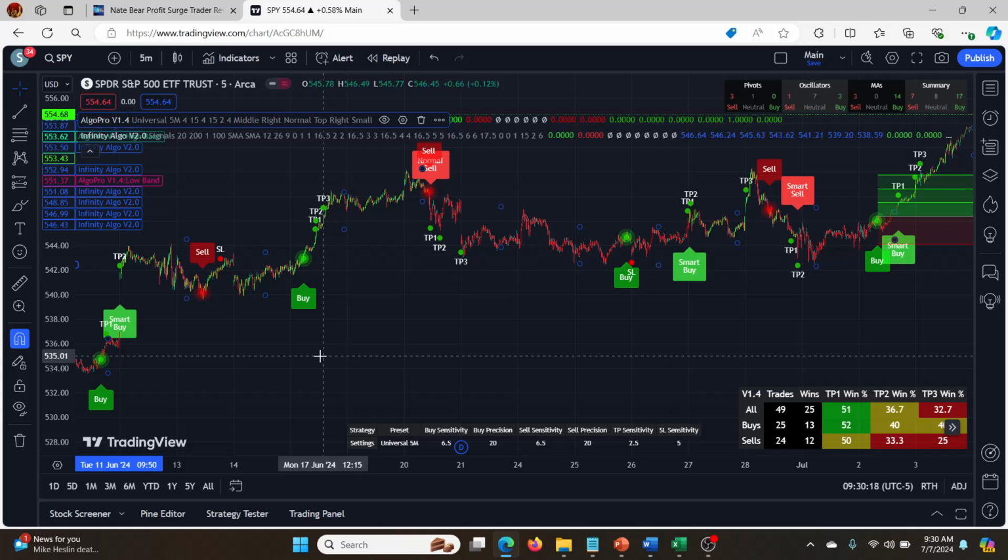So you can see the problem, the difficulty of comparing these two is pretty high. It's not easy to figure out how to compare the two. I always get asked this question, which one is better? Lux Algo, Algo Pro? And the answer is really they're all different.